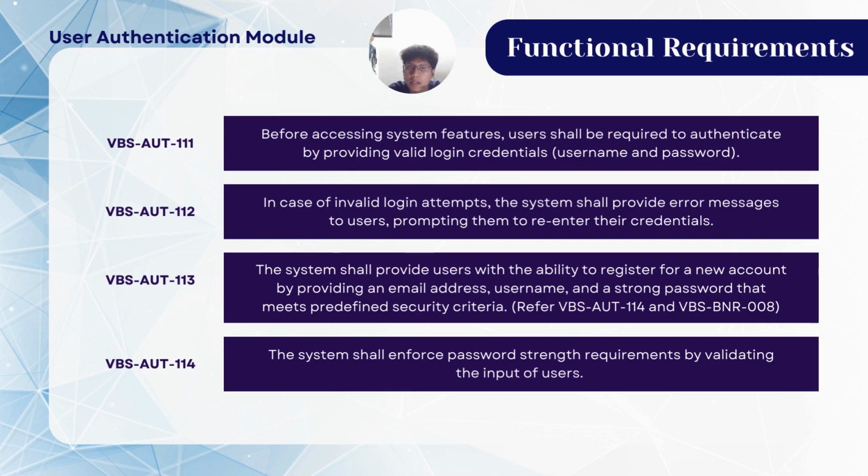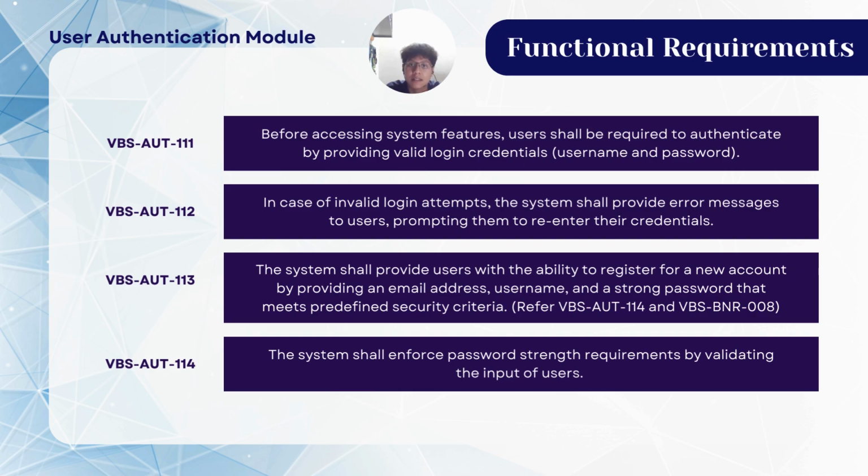So the first module in functional requirements is the user authentication module, where the first requirement is before accessing system features, users should be required to authenticate by providing valid login credentials, in this case the username and password. The next requirement, in case of invalid login attempts, the system shall provide error messages to users, prompting them to re-enter their credentials. Then next is the system shall provide users with the ability to register for a new account by providing an email address, username, and a strong password that meets predefined security criteria. In this case, you can refer to other requirements that we will delve into later.